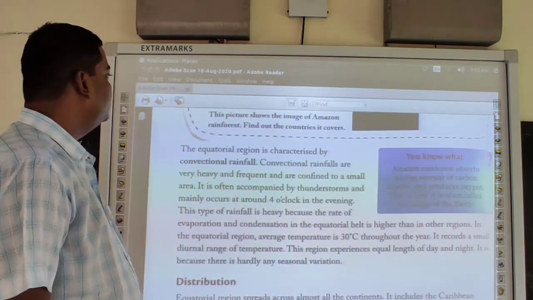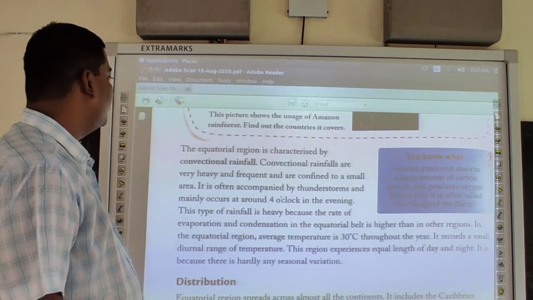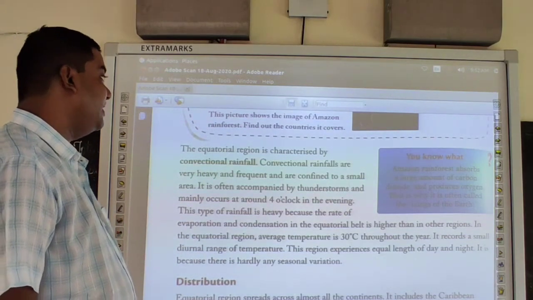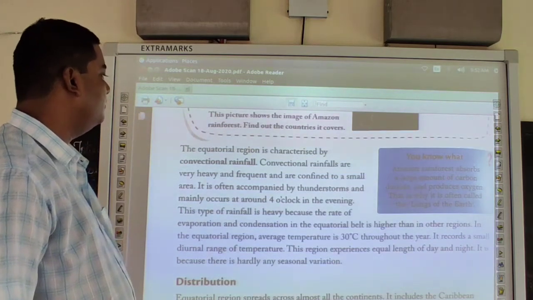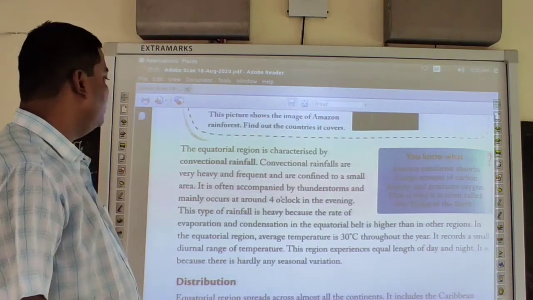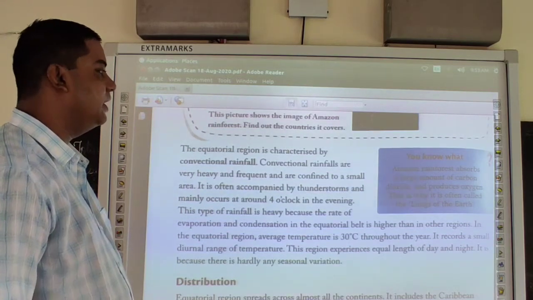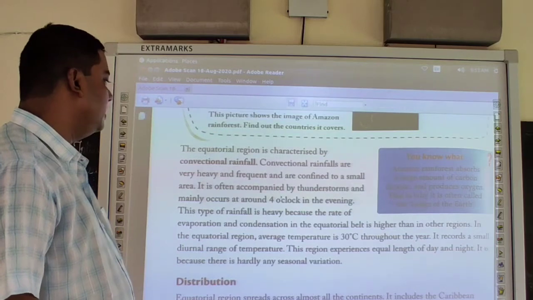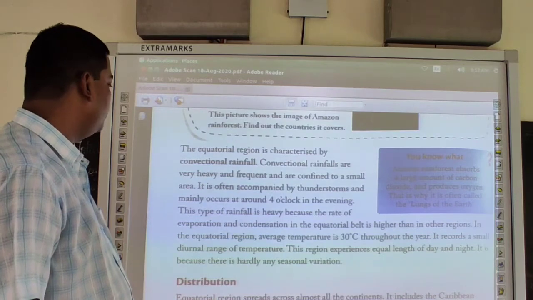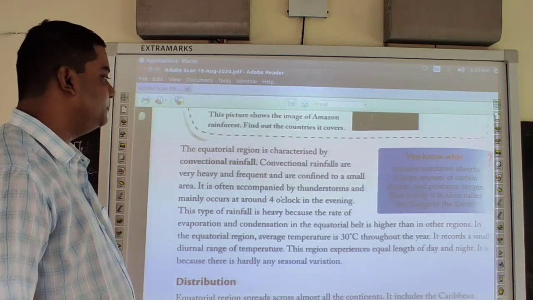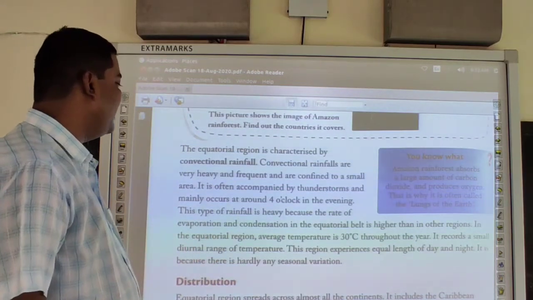The equatorial region is characterized by convectional rainfall. Convectional rainfalls are very heavy and frequent and are confined to a small area. It is often accompanied by thunderstorms and mainly occurs at around 4 o'clock in the evening. This type of rainfall is heavy because the rate of evaporation and condensation in the equatorial belt is higher than in the other regions. In the equatorial region, average temperature is 30 degrees centigrade throughout the year. It records a small diurnal range of temperature. This region experiences equal length of day and night, because there is hardly any season variation.